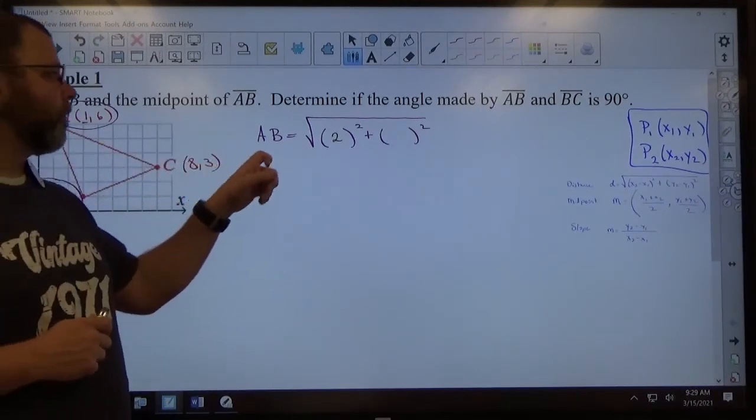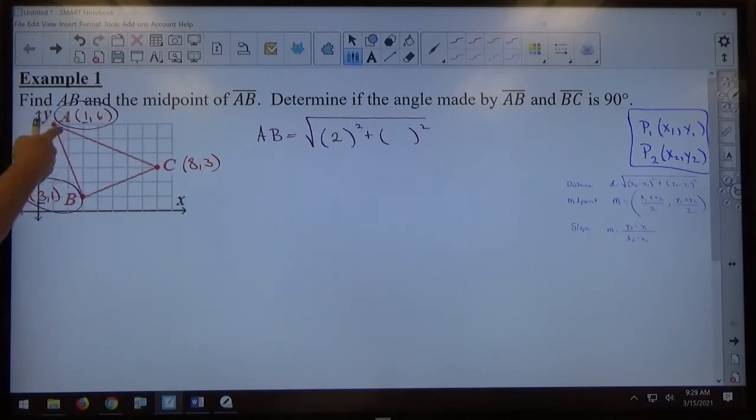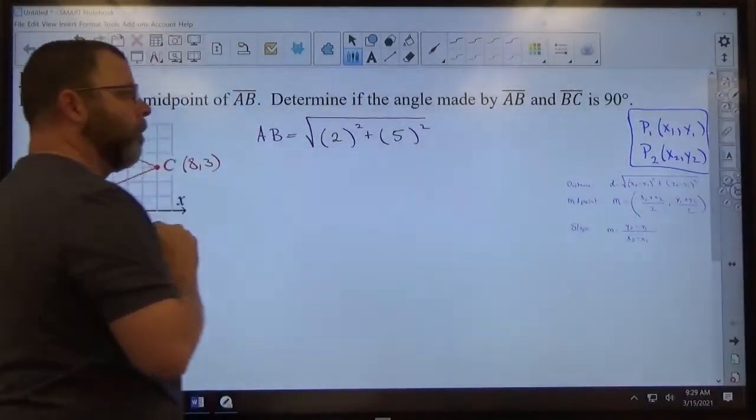I'm trying to do distance. How far apart are the x's? 1 and 3 are 2 apart. How far apart are the y's? How far is it from 1 to 6? 5. It's 5, so that's what goes there.